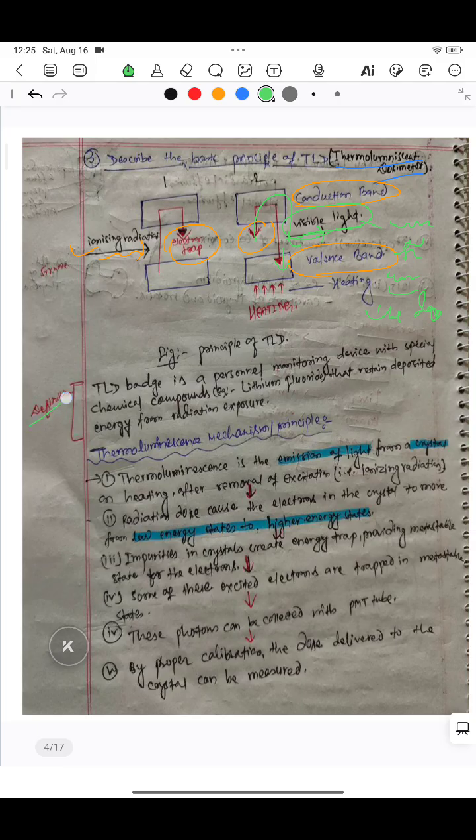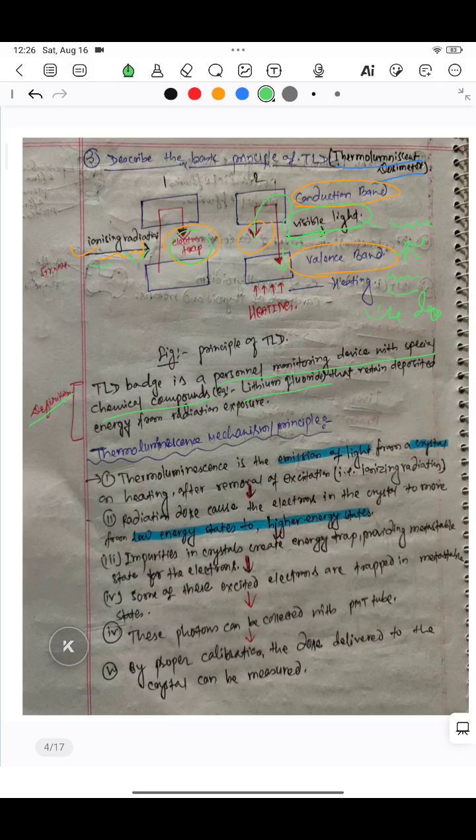So what is TLD? TLD is basically a personnel monitoring device with a special chemical compound, that is lithium fluoride, that retains deposited energy from the radiation exposure. So it is a monitoring device. Personnel means it is used for employees, usually those who work in a certain place. So in electron trapping there is one special chemical compound, called lithium fluoride, that retains the deposited energy from the radiation exposure.